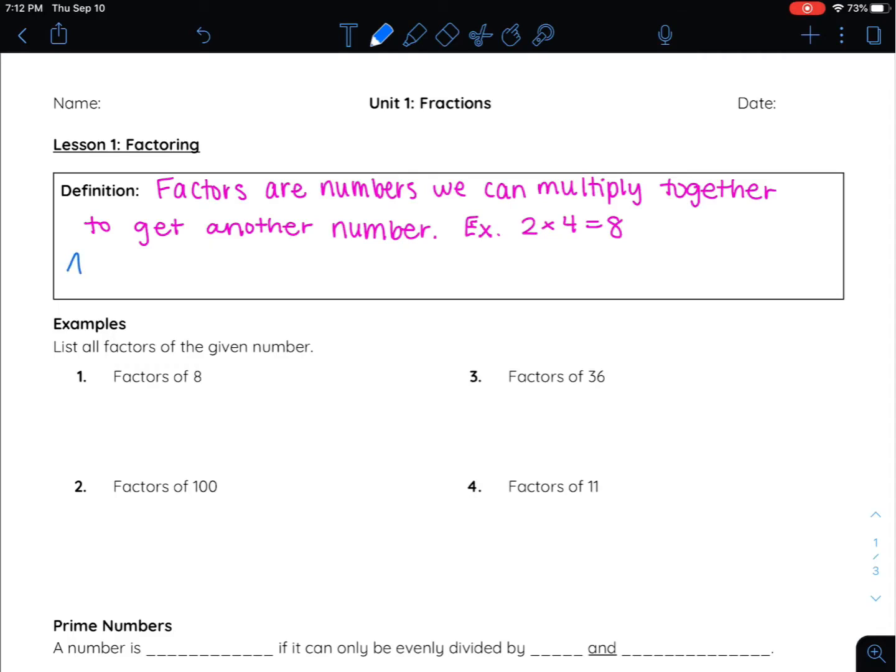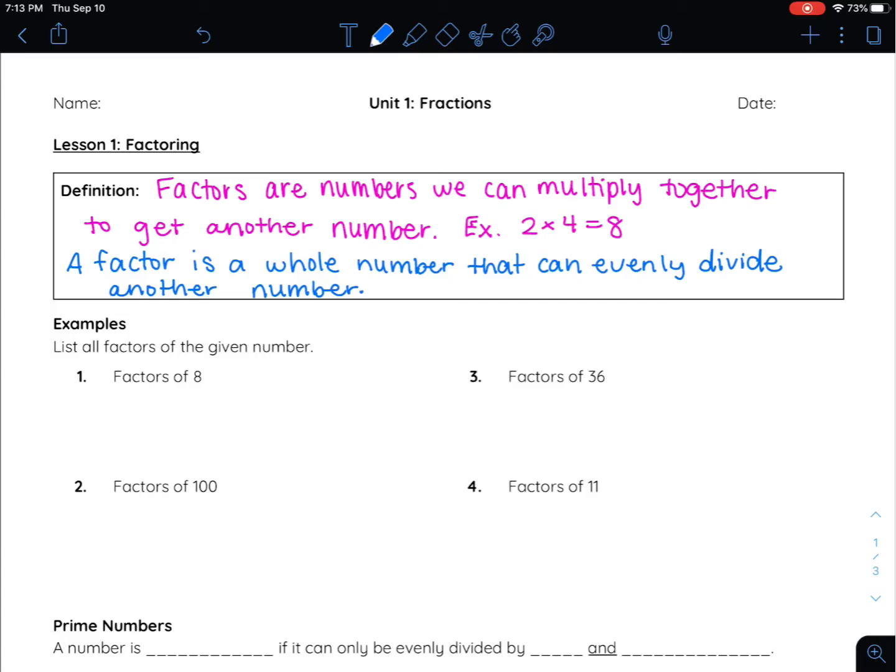So a factor is a whole number that can evenly divide another number. So it's actually kind of the same thing. But if you think about it, think of an example here. Say that the number that I'm starting with is 12. If I want to use the number 6, is there a number that I can multiply by 6 to get 12? Yes, it's 2. So you could say that 12 divided by 6 gives us 2, meaning that 6 is a factor of 12 because 6 evenly divides 12, and then you just get the number 2, okay?